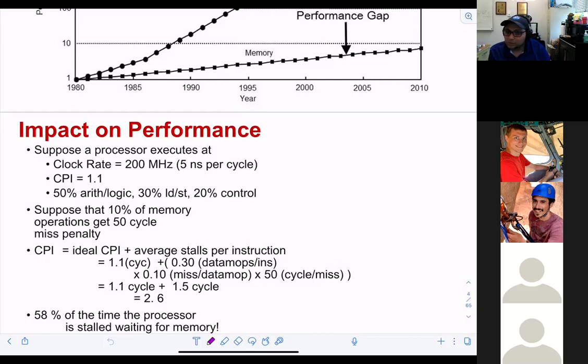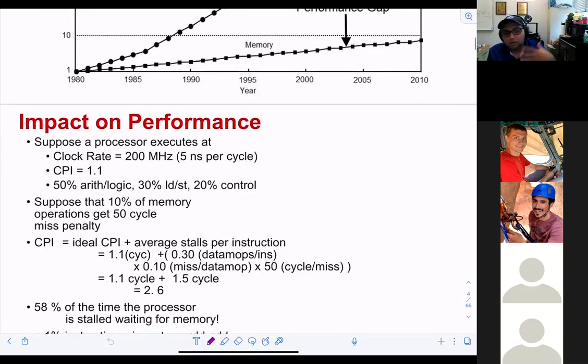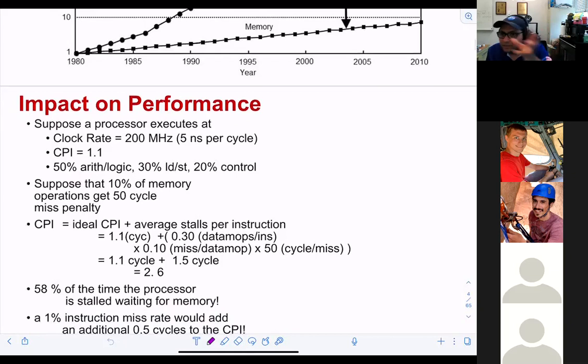Suppose that we have a processor whose crystal, the one generating the clock, is running at 200 megahertz. Based on whatever we learned, frequency flipped, it's going to be 5 nanoseconds per cycle. And this processor, the number of cycles per instruction, CPI, is 1.1. Sounds good? Then I'm running a certain algorithm, a benchmark.